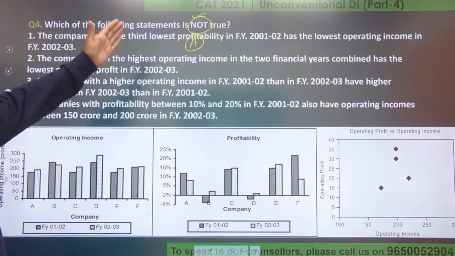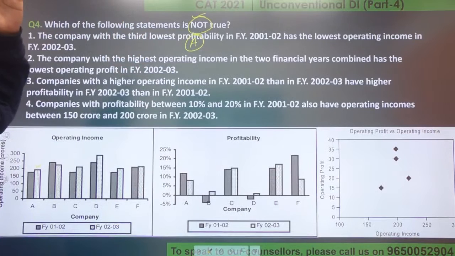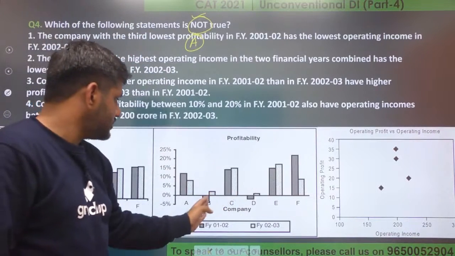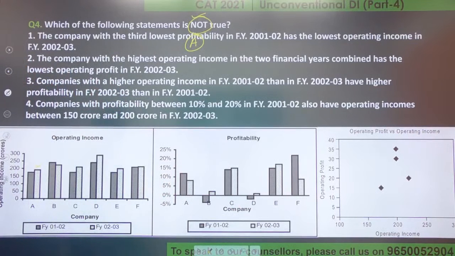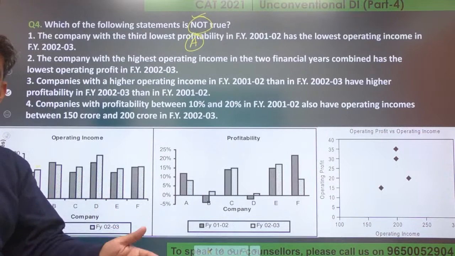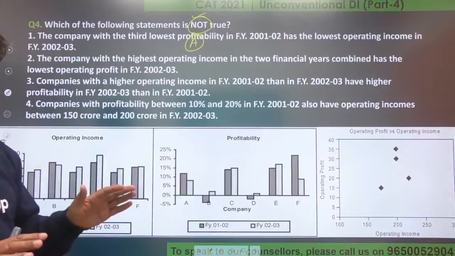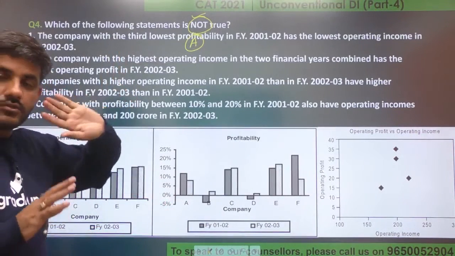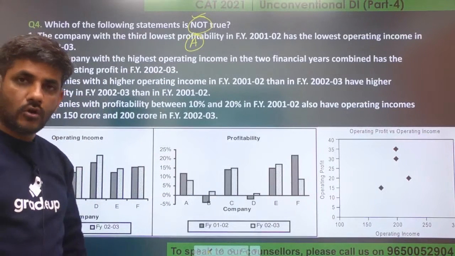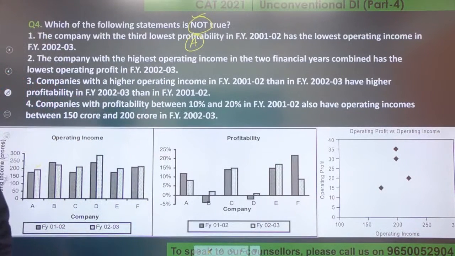Company with the third lowest profitability in 0102. This is lowest, this is second lowest, this is third lowest, right? Has the lowest operating income in 0203. 0203 में lowest. I think this is true. Question is asking which is not true. Do you all agree with me or am I missing something? According to me, first is true. Question is asking for not true. So please put your doubts here by the time I check the second.